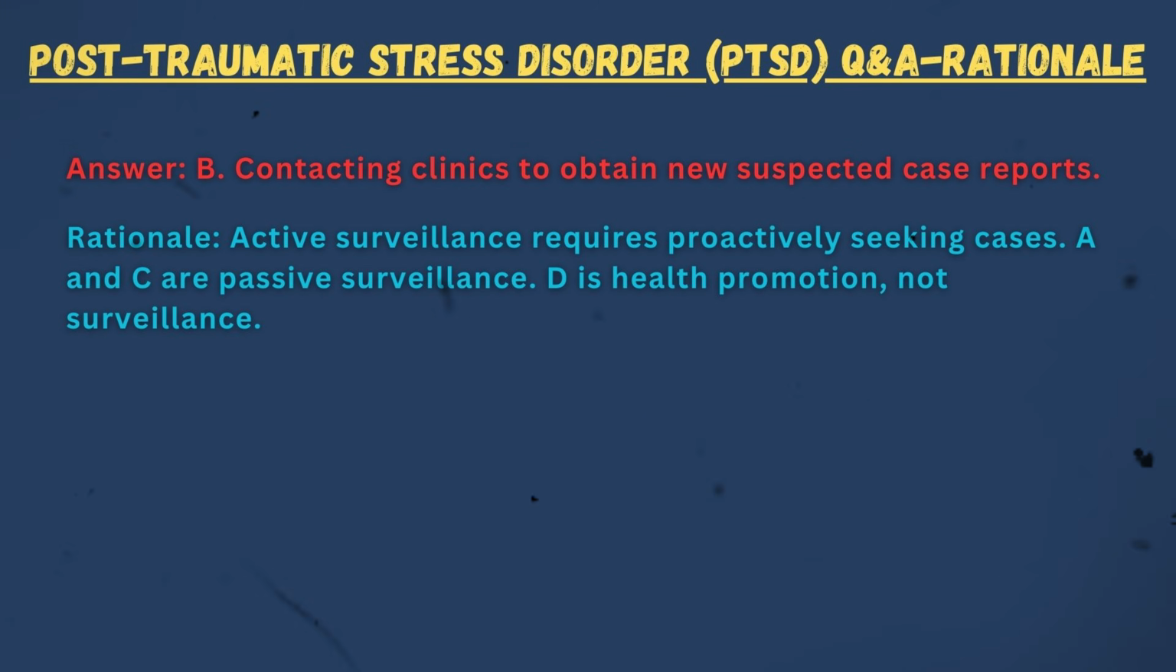Answer. B. Contacting clinics to obtain new suspected case reports. Rationale. Active surveillance requires proactively seeking cases. A and C are passive surveillance. D is health promotion, not surveillance.